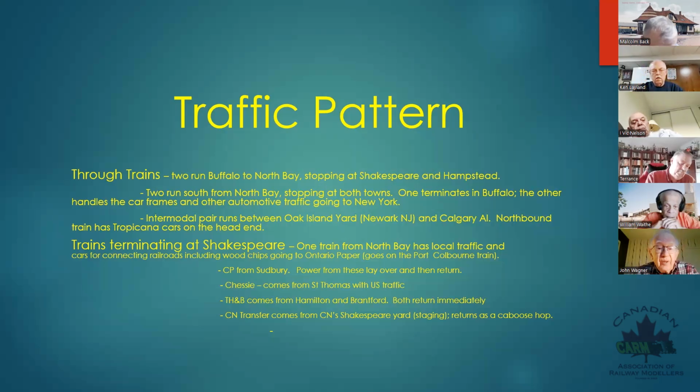There's a few trains that terminate at Shakespeare. There's one train from North Bay that has local traffic and cars for connecting railroads, like Chessie, stuff that's going to go west on Chessie, stuff that's going east on CN to Toronto, Montreal, or stuff that might be going to TH&B. So it terminates, power lays over for part of a cycle, and then it returns again with cars going north.